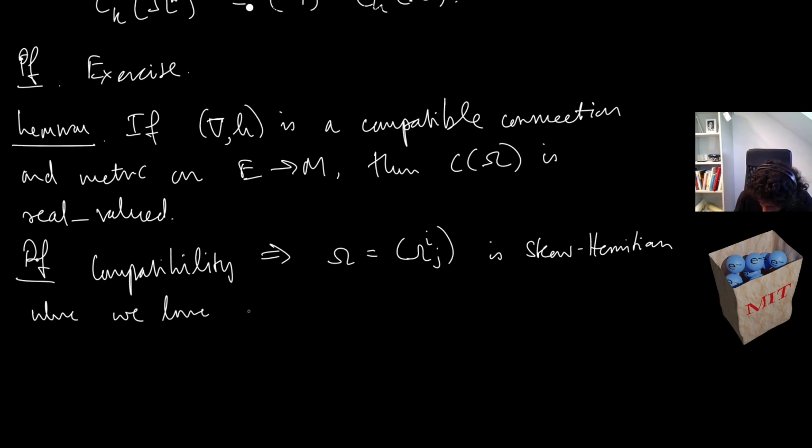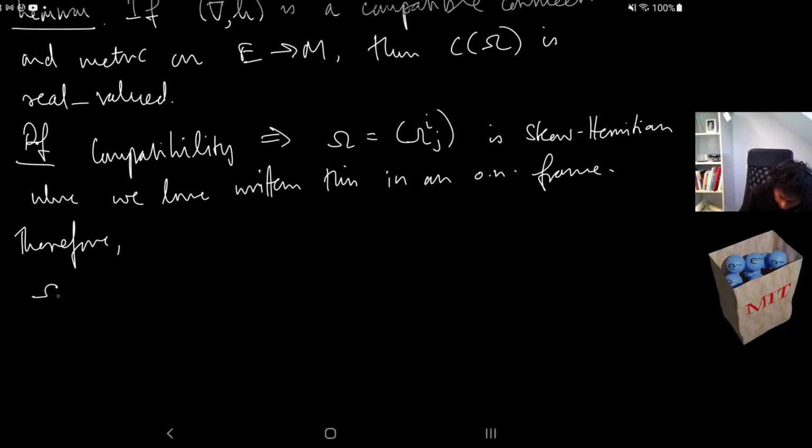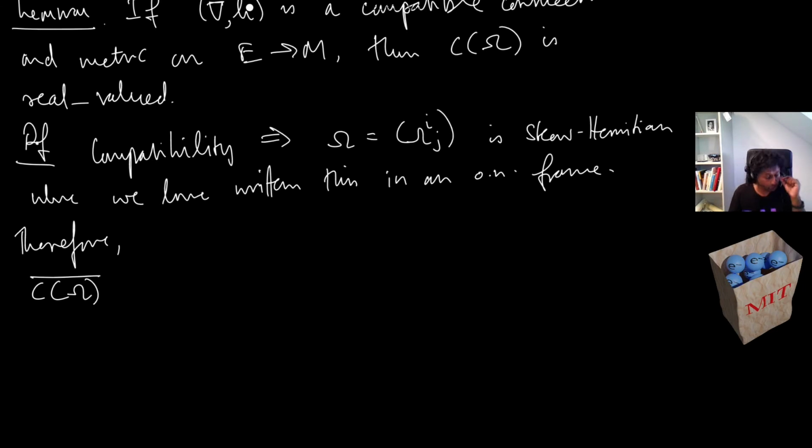Where we have written this in an orthonormal frame. Okay, therefore, we look at C omega and its complex conjugate. So remember, this is just a, yes? Yes, that's right. And you will see this pop up.